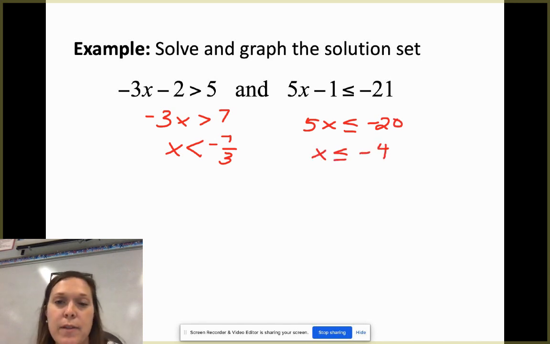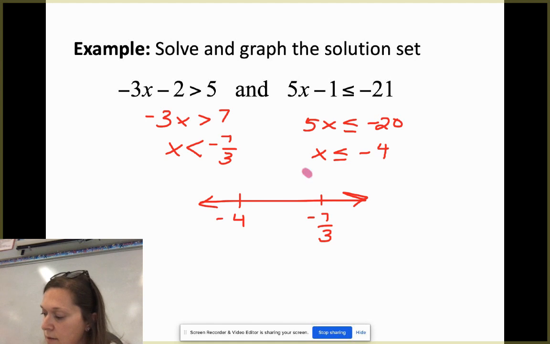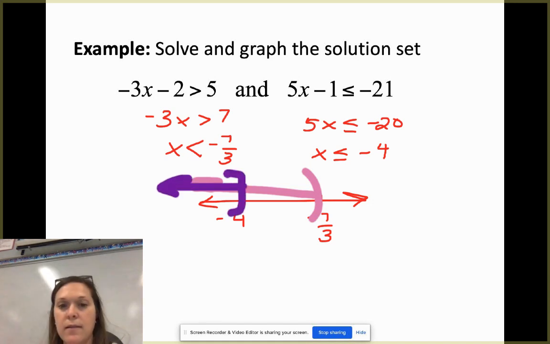Do not flip your sign. You divide it by a positive 5. Just because there's a negative in the problem doesn't mean you flip it. Make a graph. Put your smallest number on the left, largest number on the right. Do your shading. So here we've got this, and then for this one we've got square bracket, and then this.